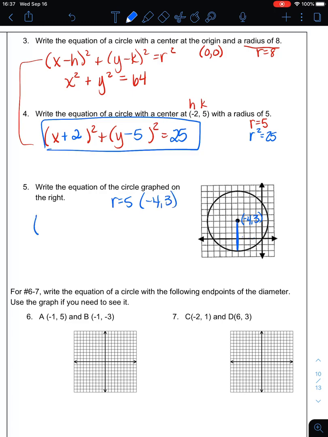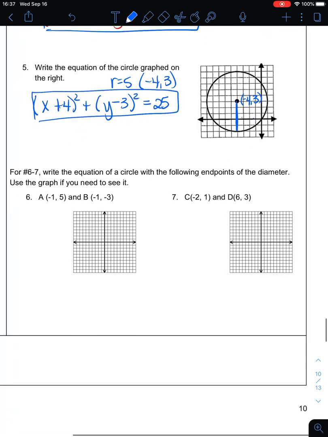Now we just do what we've been doing. So it'd be x, and then it's negative 4, so we would write plus 4 in the equation. Plus y, and then it's positive 3, so we write minus 3, squared is equal to r squared, which r is 5, so r squared is 25. So there's the equation for that circle.